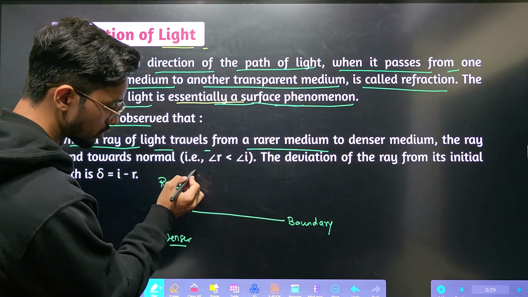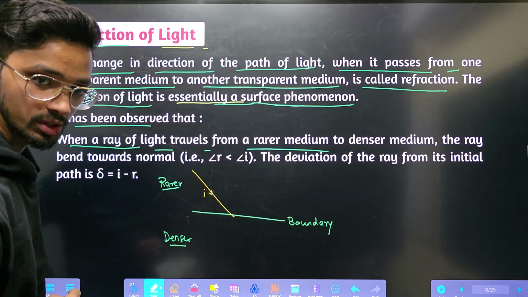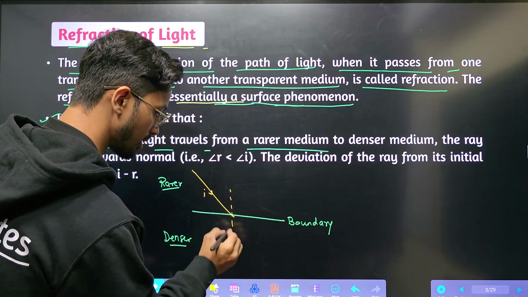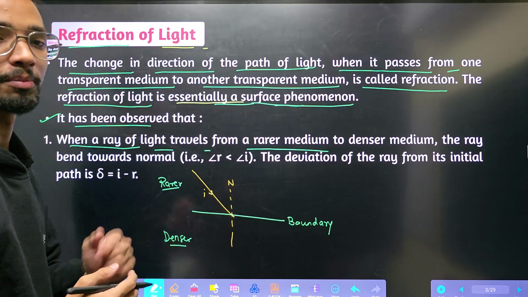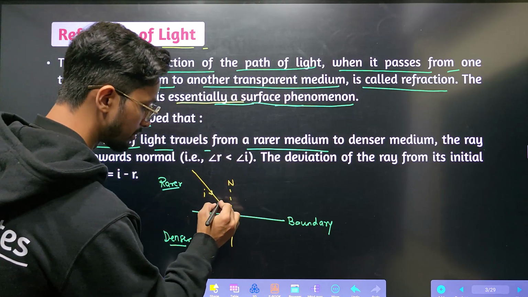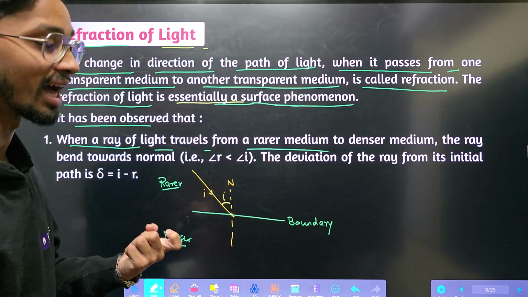There will be a ray called the incident ray which will fall on the surface, on the boundary. This is the normal. A perpendicular line passing through the boundary is known as normal. Normal makes an angle of i with the incident ray, known as the incident angle.